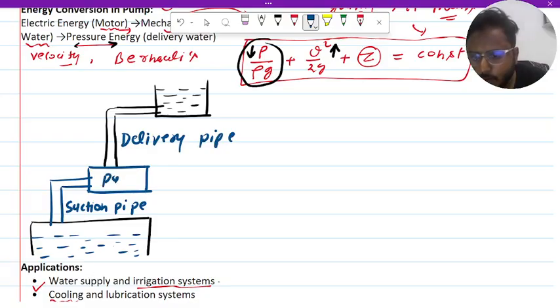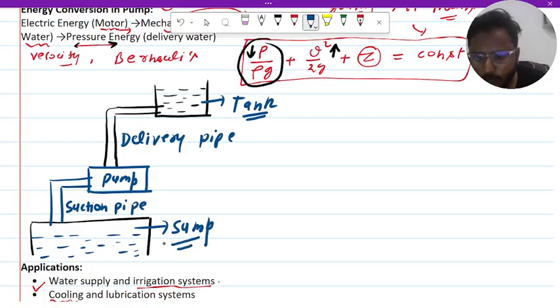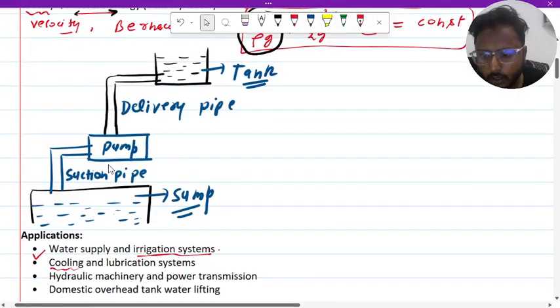This is the pump, and this is the storage tank. Not only a storage tank, it is also used to supply the water, so it is known as a reservoir, not a tank. And at the bottom, this is known as the sump. So these are the basic components of any hydraulic pump system.